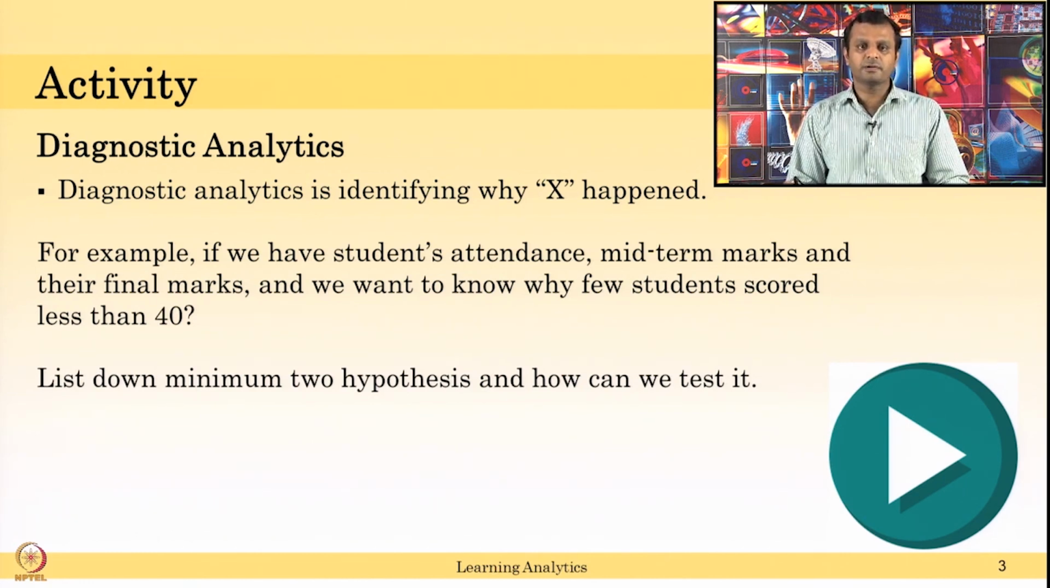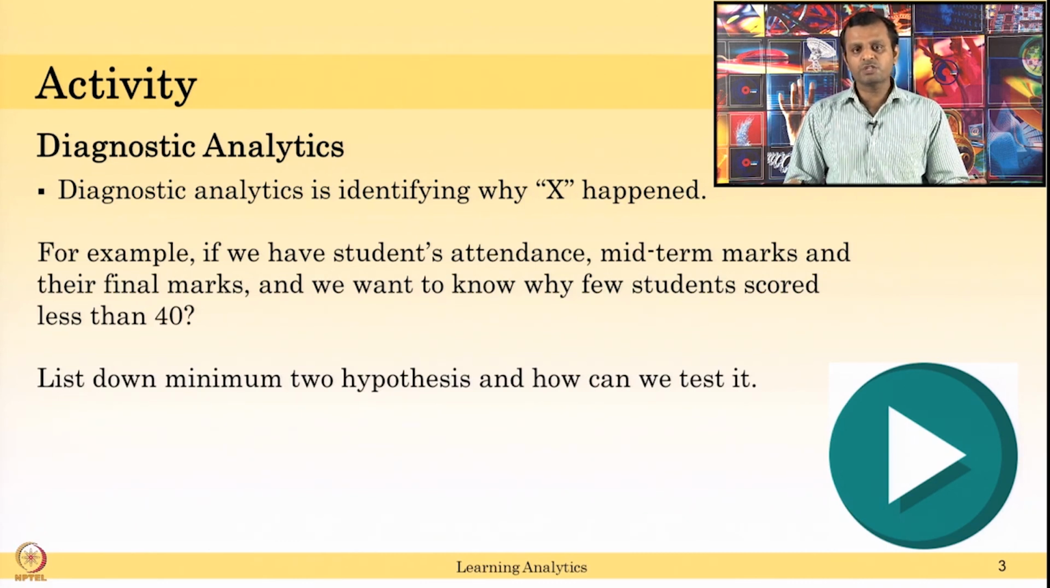For example, if we have students' attendance, the midterm marks and the final marks, let us consider this example for this activity. We will look at this example often to explain what is diagnostic analytics. The final marks is the dependent variable, attendance and midterm are the independent variables, that is x1, x2, and final marks is y1. And we want to know why a few students scored less than 40. Here the focus is not on who scored above 90, instead the focus is on who is scoring less than 40.